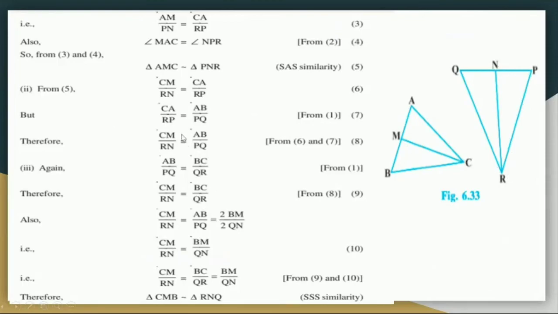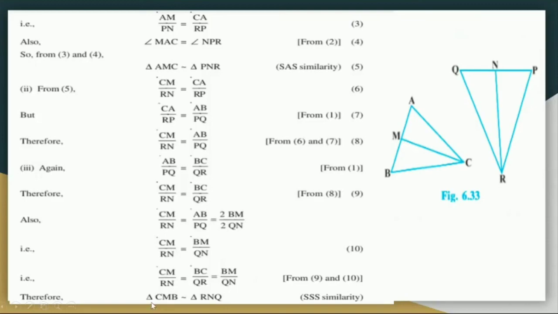Now this means CA upon RP is equal to, but CM upon RN was what from the first equation? AB upon PQ. So I get CM upon RN is equal to AB upon PQ. That means AB upon PQ from the first one was equal to BC upon QR. So I get CM upon RN is equal to BC upon QR. But AB is twice of BM, and PQ is twice of QN. So I get CM upon RN is equal to BM upon QN. That means CM upon RN is equal to BC upon QR is equal to BM upon QN.